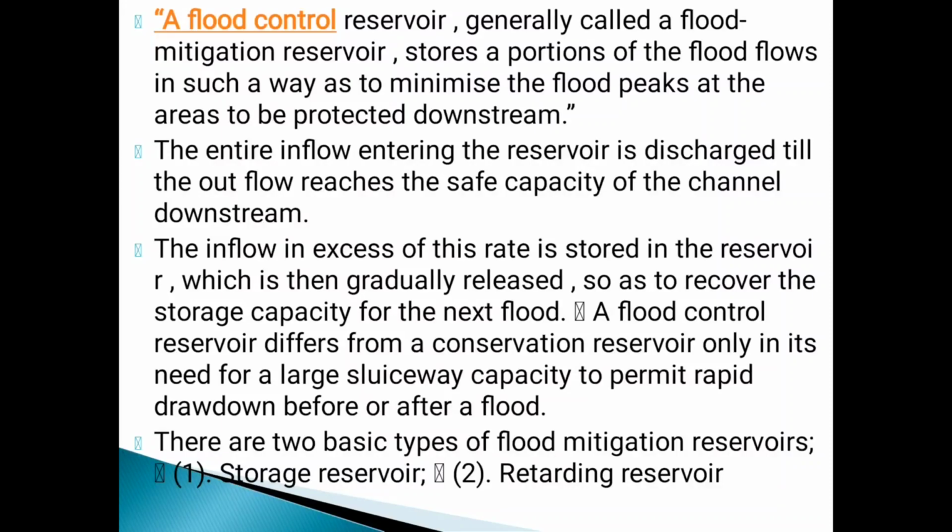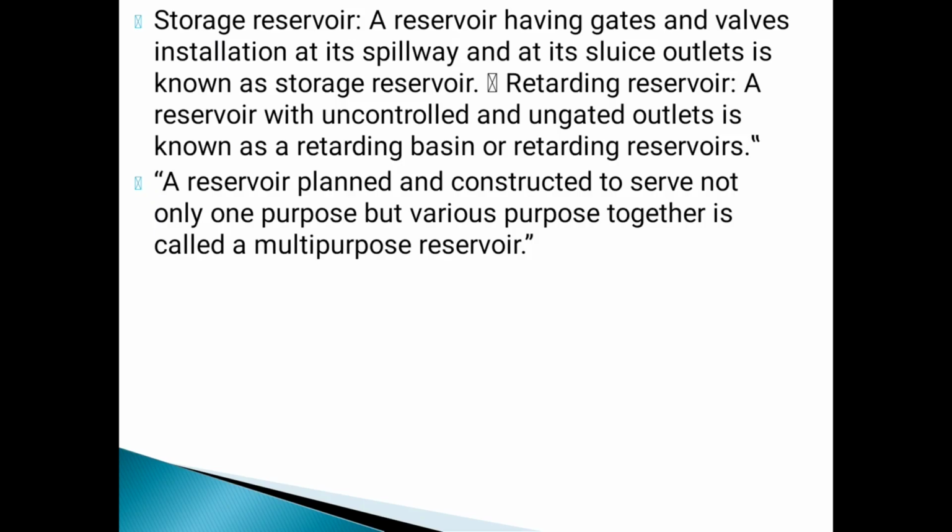There are two types of flood mitigation reservoir. They are storage reservoir and retarding reservoir. In a storage reservoir, a reservoir having gates and valves installed at its spillway and its sluice outlet is known as a storage reservoir. In a retarding reservoir, a reservoir with an uncontrolled or ungated outlet is known as a retarding basin or retarding reservoir. A reservoir planned and constructed to serve not only one purpose but various purposes together is called a multi-purpose reservoir.